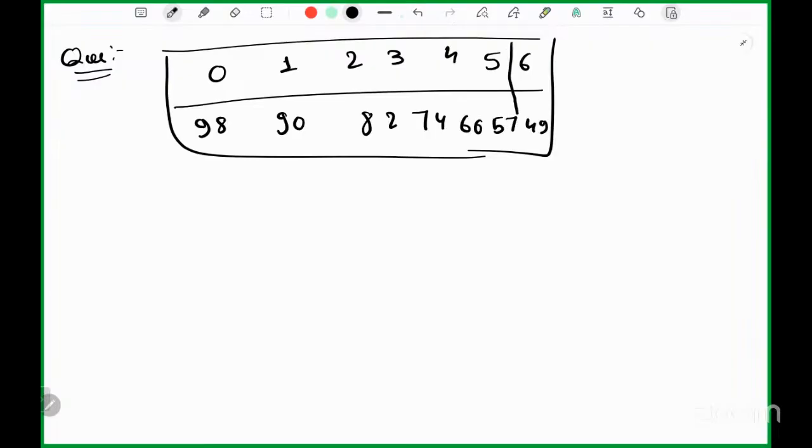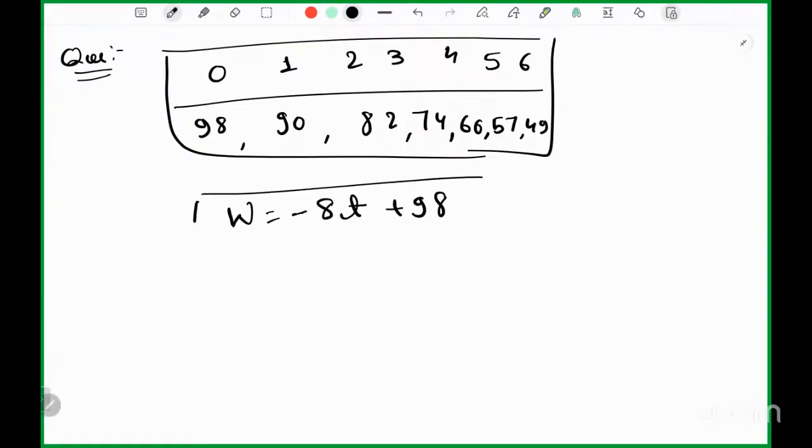So yeah, this is the data you have. A fitness trainer is analyzing the weight loss of a client over a period of 6 months, and this is the data he has. What he wants to do is come up with an equation: W equals minus 8t plus 98, where W represents the weight and t represents the month. So this is the expression the trainer came up with.